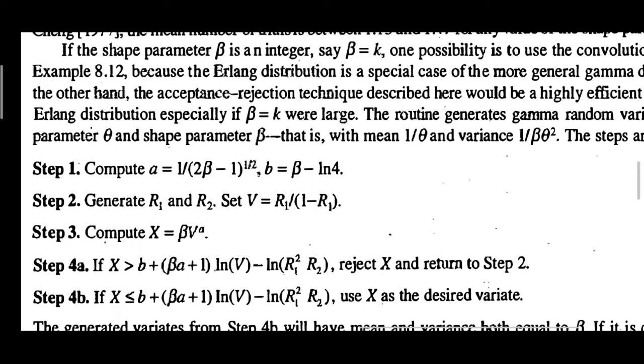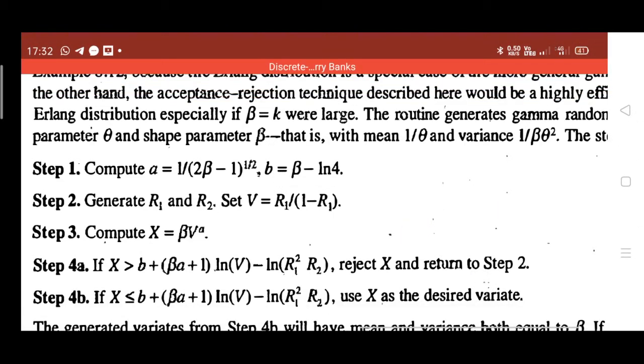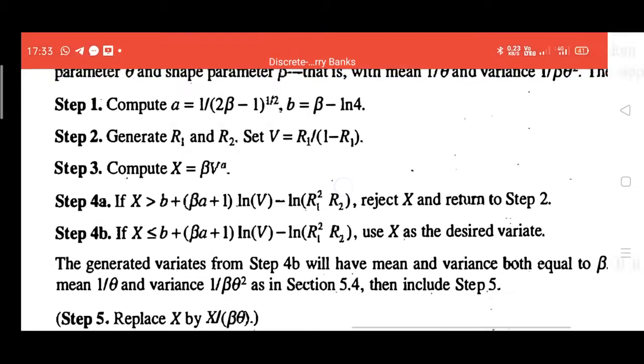Then the fourth step has 2 sub steps, 4a and 4b. In 4a, if the value of x is greater than b plus beta plus a plus 1 ln of v minus ln of r1 square into r2, then you have to reject and go back to step 2. Generate different random numbers and continue. Otherwise go to step 4b: if the value of x is less than the above expression, then you use x as the desired variate. X is considered as the generated variate.